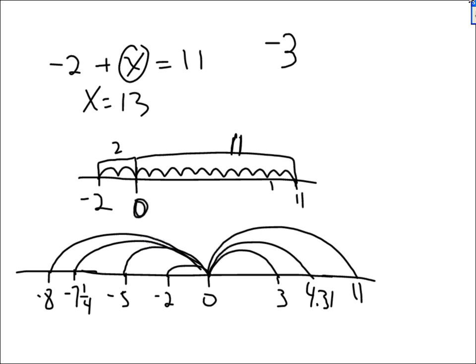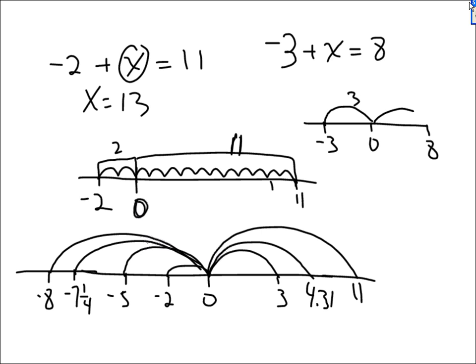Negative 3 plus some number gives me 8. From negative 3, how much do you have to add to get to 8? Well, say hello to 0. You just added 3 to get to 0, and you added 8 more. You added 11. 3 plus 8 is 11. You add 11. Okay, that you see. You actually see that.